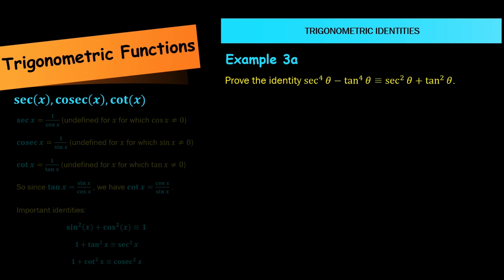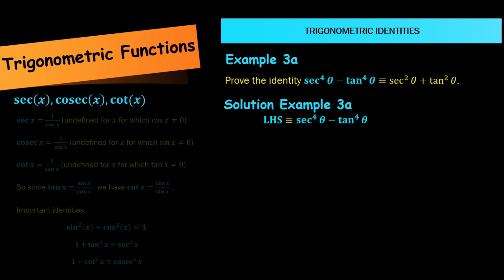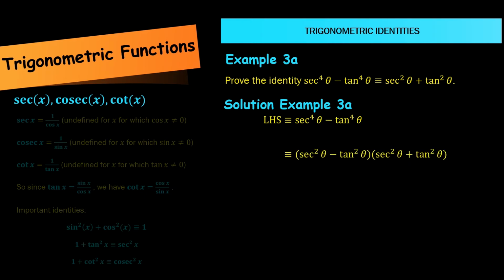We are required to prove the identity sec⁴ minus tan⁴ is identical to sec² plus tan². So let's prove this. Since the left-hand side is the difference of two squares, let's begin with the left-hand side first and factorize it, as shown.